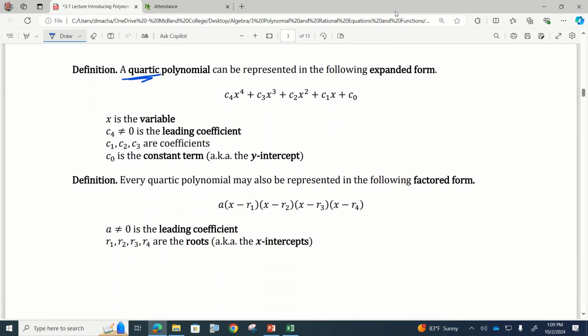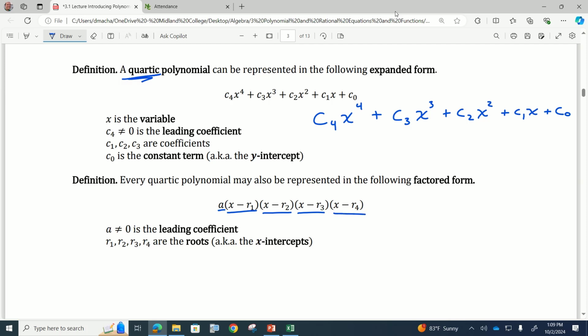A quartic polynomial is any expression that could be equivalently represented in this form, where I've got some constant number times x to the fourth, plus some constant number times x to the third, plus some constant times x squared, plus some constant times x, plus a constant term. And every quartic polynomial may also be represented in factored form. Factored form looks like your leading coefficient times x minus your first root times x minus your second root times x minus your third root times x minus your fourth root.